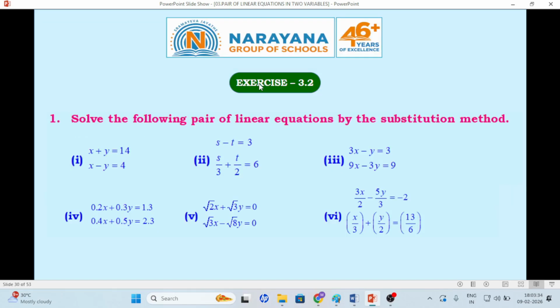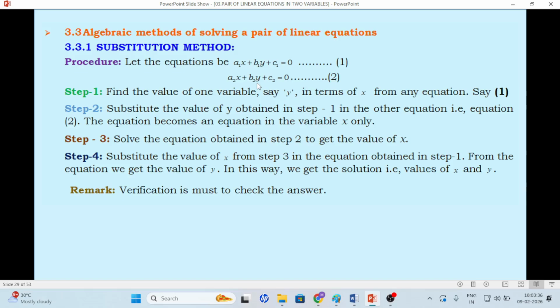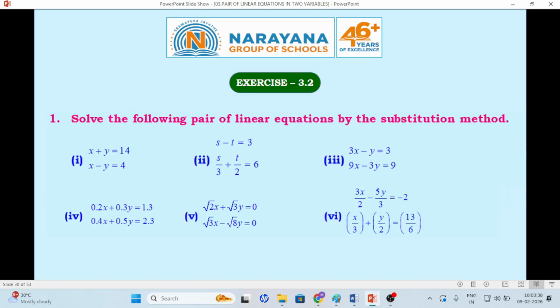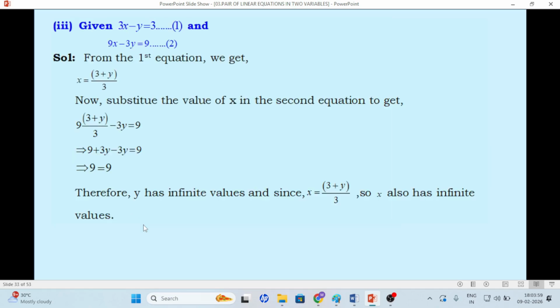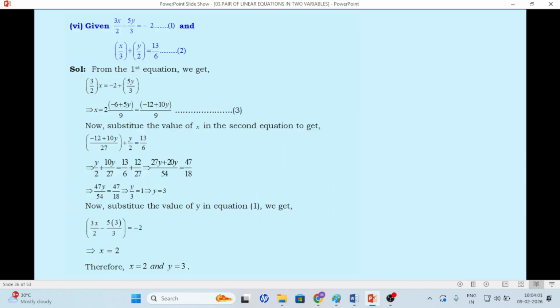Based on this information, let us see an example. x plus y is equal to 14 means x is equal to 14 minus y. So substitute 14 minus y in place of x in the second equation. The equation is converted into a single variable so that you can solve for y. After you solve for y, substitute the y value here so that you get the x value. In such a way, we can complete all the questions in this exercise.